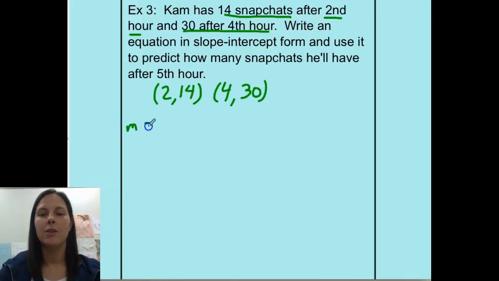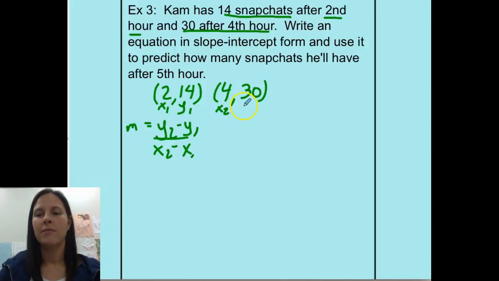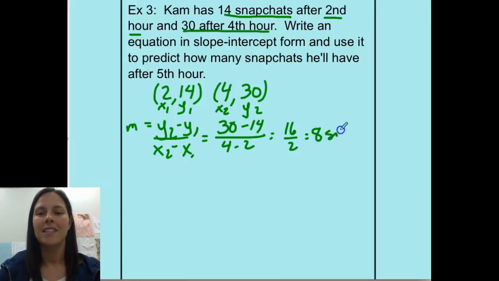Starting off with our slope equation, y2 minus y1 over x2 minus x1. We'll go in order on this one again, x1, y1, x2, y2. Subtracting our y values, 30 minus 14 over our x values, 4 minus 2. 30 minus 14 is 16, and 4 minus 2 is 2. So on average, Cam received 8 Snapchats per hour.